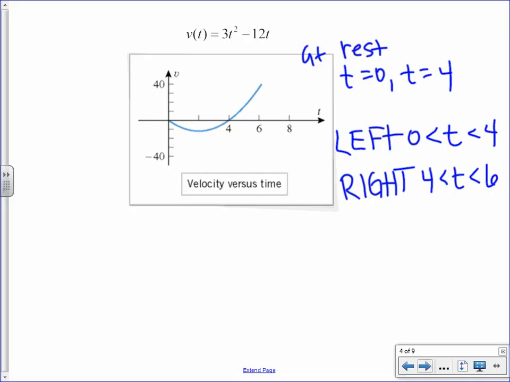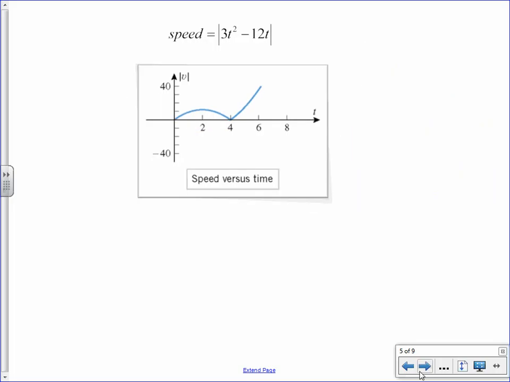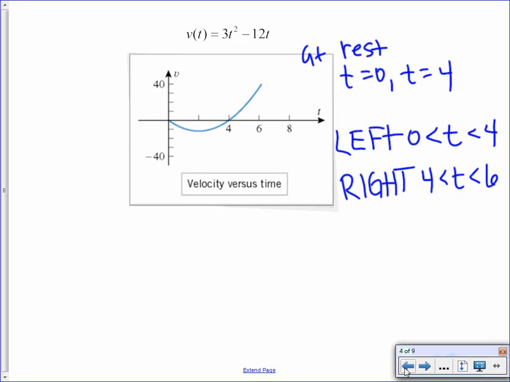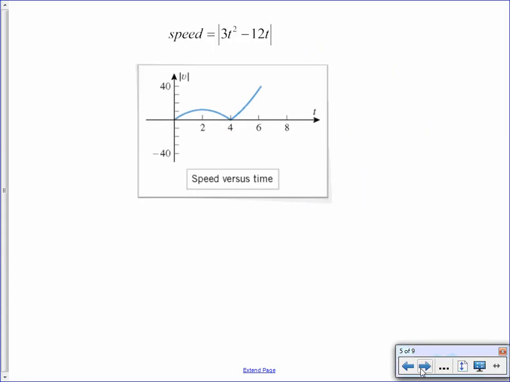Okay, now let's talk about speed. What is speed? What does speed do? Velocity without direction. Okay, so it's gonna take the absolute value of this, so anything that's negative becomes positive. That's our speed. So our speed, if you look at it, is increasing, decreasing, increasing.